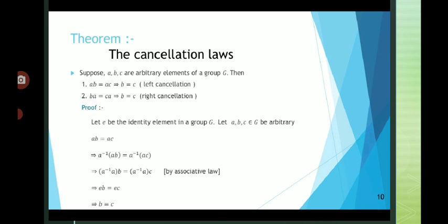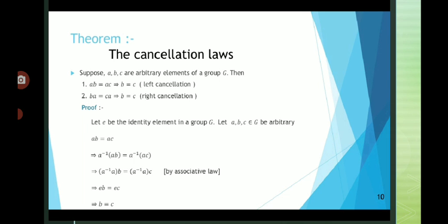Next theorem is the cancellation laws. First, what are cancellation laws? Two cancellation laws are there: one is the left cancellation law, the other is the right cancellation law. Left cancellation law: if AB equals AC, then B equals C. This is the left cancellation law. If BA equals CA, then B equals C. This is the right cancellation law.